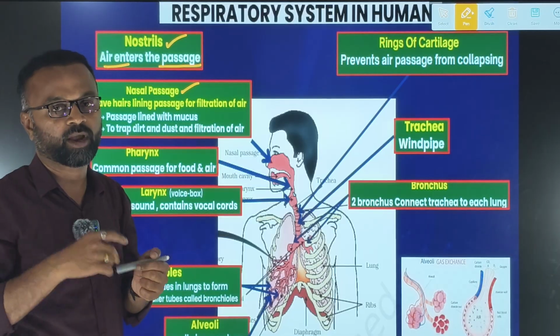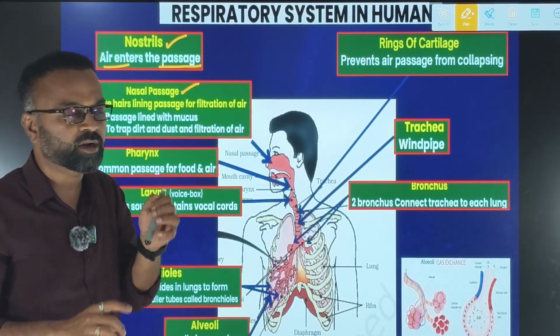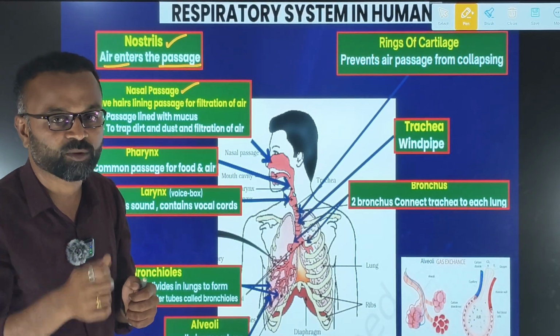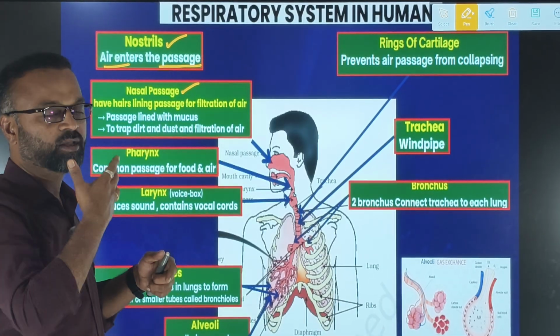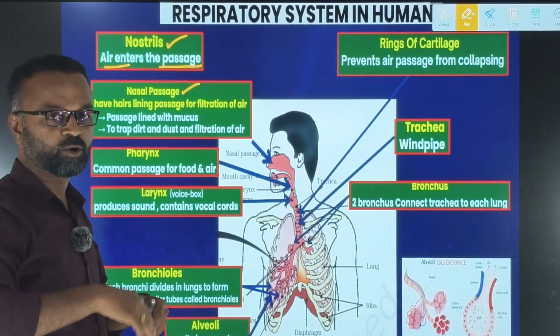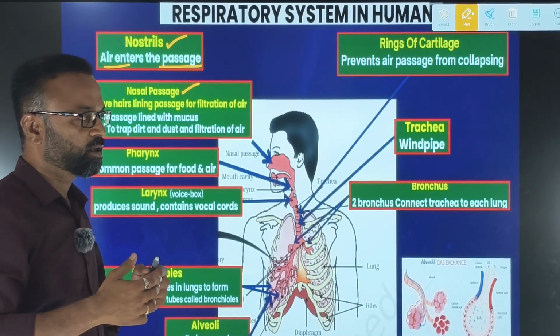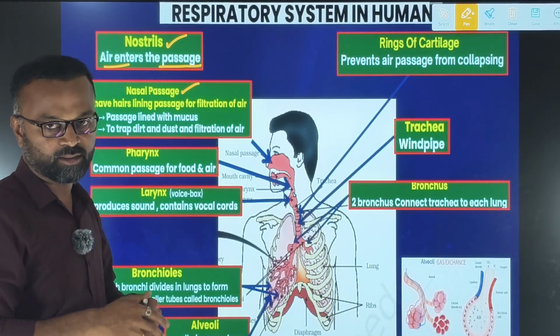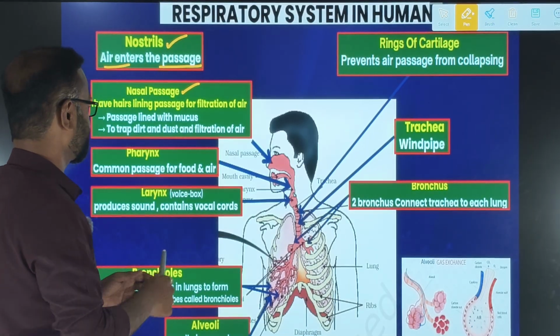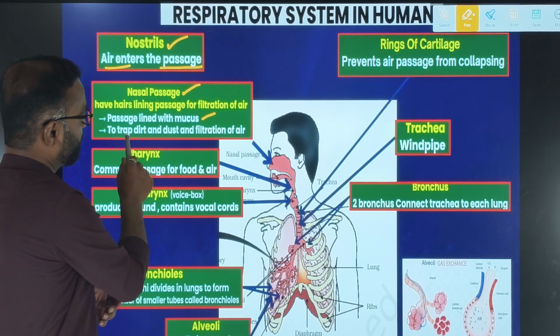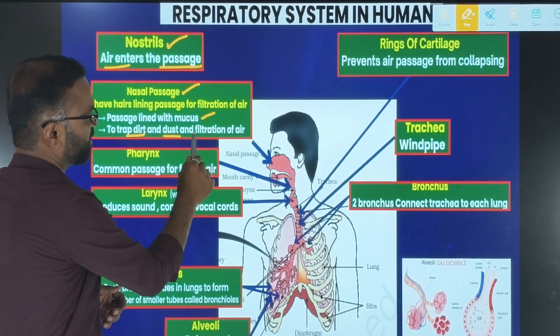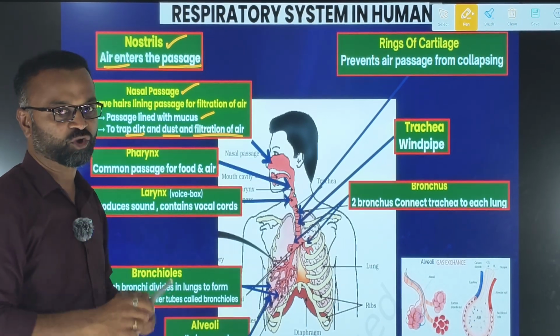That's the reason once in a while we get so much dirt and start using fingers to remove it. Where is the dirt coming from? Not from inside, but from the outside, from the air which is going in. These fine hairs and mucus are filtering the air, not allowing any dust particles. See here, the passage lined with mucus and thin fine hairs will trap the dirt and dust, and it will help in filtration of air.